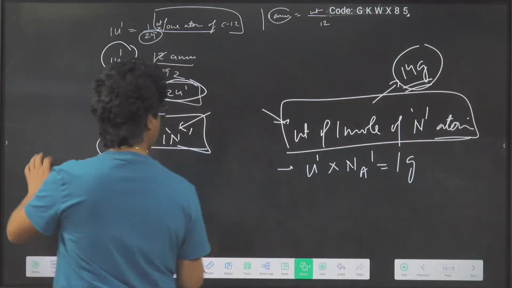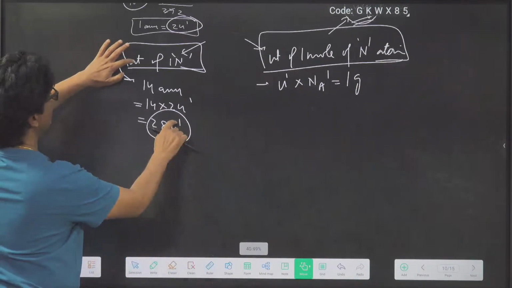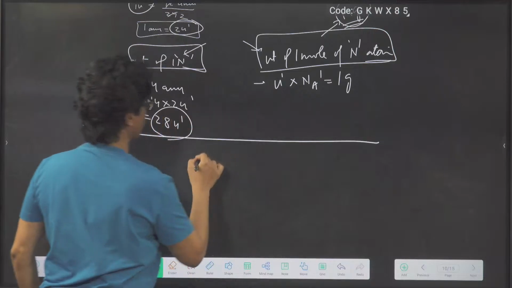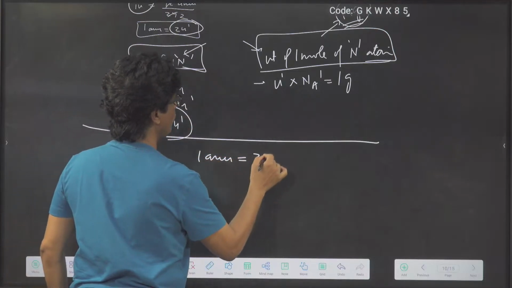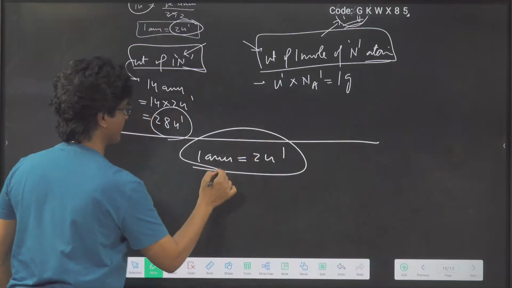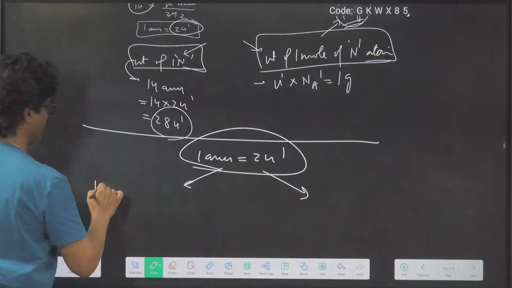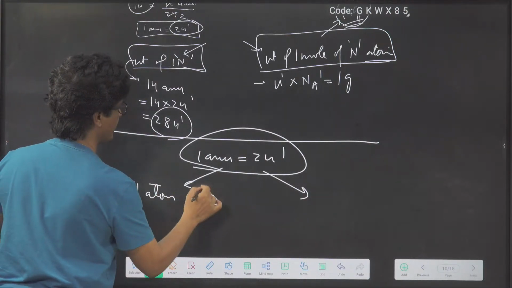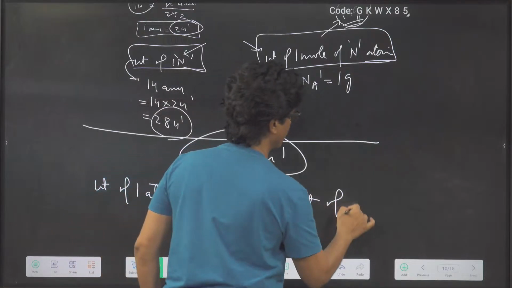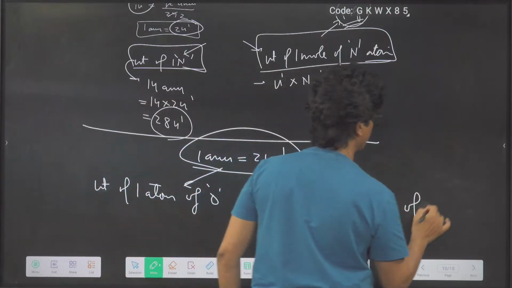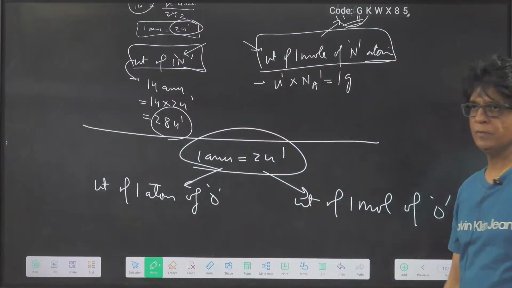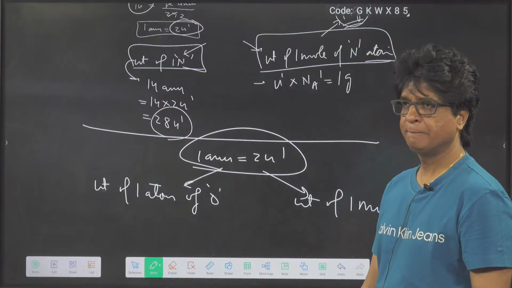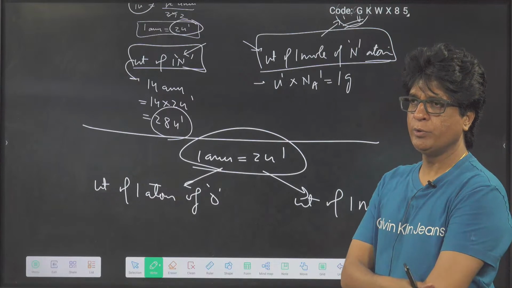Achha, in the same question, where 1 AMU is equal to 2 U dash, let's clarify. With respect to this, tell me what is the weight of 1 atom of oxygen, and what is the weight of 1 mole of oxygen atom? Come on. Weight of 1 atom of oxygen, if 1 AMU is equal to 2 U dash.